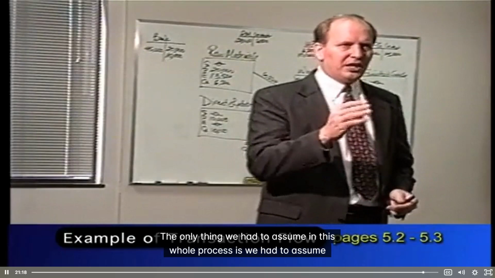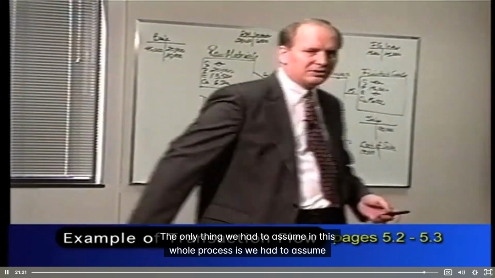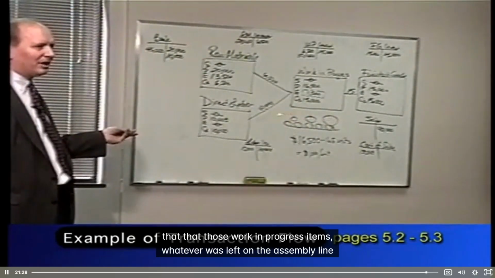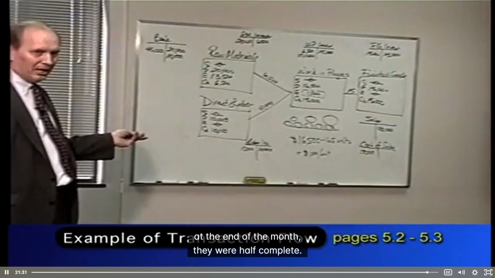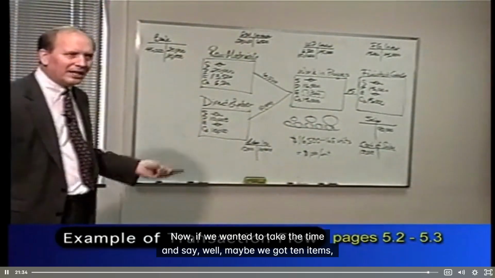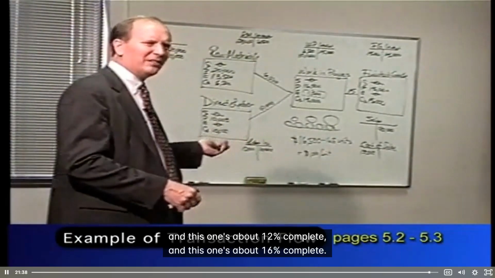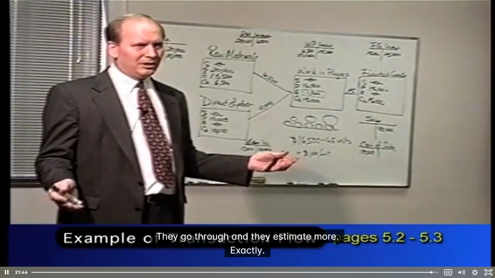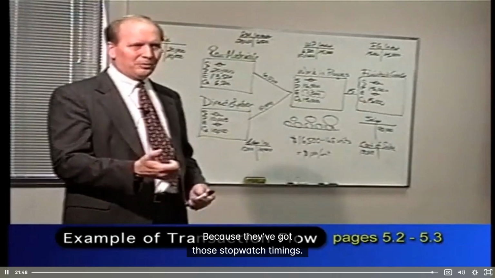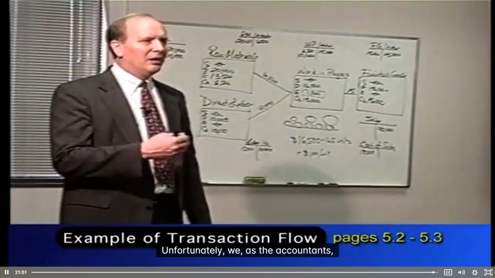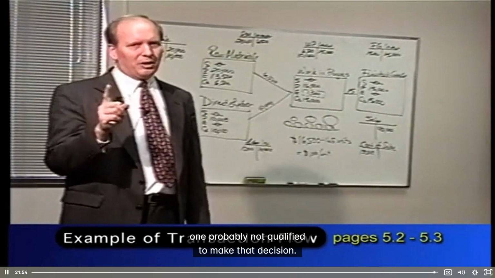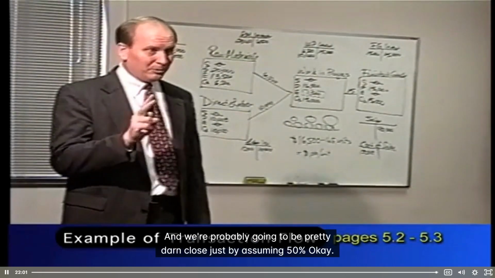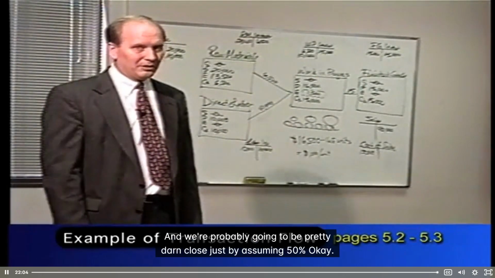The only thing we had to assume in this whole process is that the work in progress items, whatever was left on the assembly line at the end of the month, were half complete. Now, if we wanted to take the time, we could say maybe we got 10 items and this one's about 12% complete and this one's about 16% complete. That's what they do in the big companies. They estimate more exactly because they've got those stopwatch timings, and they know exactly what the cost of each of the goods was. Unfortunately, we as the accountants are probably not qualified to make that decision, and we probably don't have the time to go through that, and we're probably going to be pretty darn close just by assuming 50%. Okay?